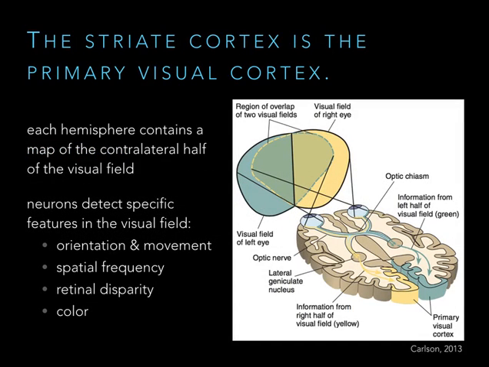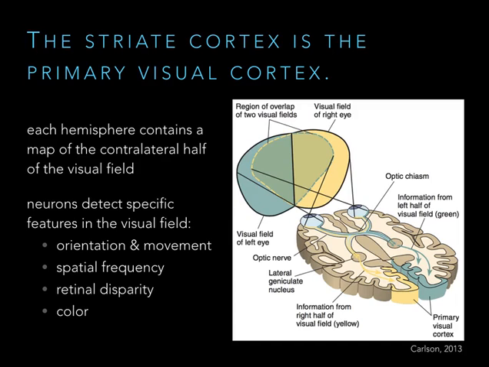Okay, so now we've completed our journey from the retina to the LGN, and now we are in the primary visual cortex, also called the striate cortex. Each hemisphere of the striate cortex is going to have a map of the contralateral half of the visual field. So our left striate cortex contains a map of the right visual field. You'll notice in this cartoon that some of the right visual field comes from the right eye, some of it comes from the left eye. The right hemisphere of our striate cortex receives input on the left half of the visual field. So it receives some input from the left eye, some input from the right eye.